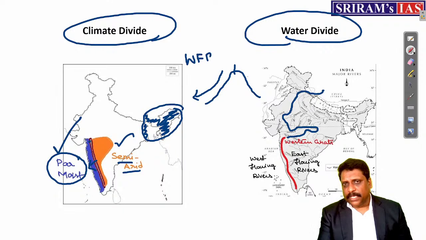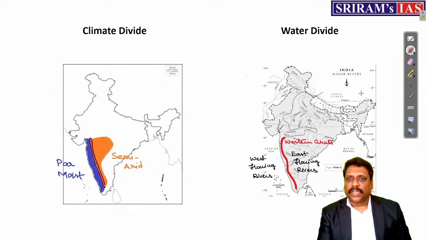You call them what? West flowing rivers. And the river which originates from the eastern slope is actually flowing towards what? East. You call them what? East flowing rivers. For example, rivers like Godavari, where exactly does it originate from?